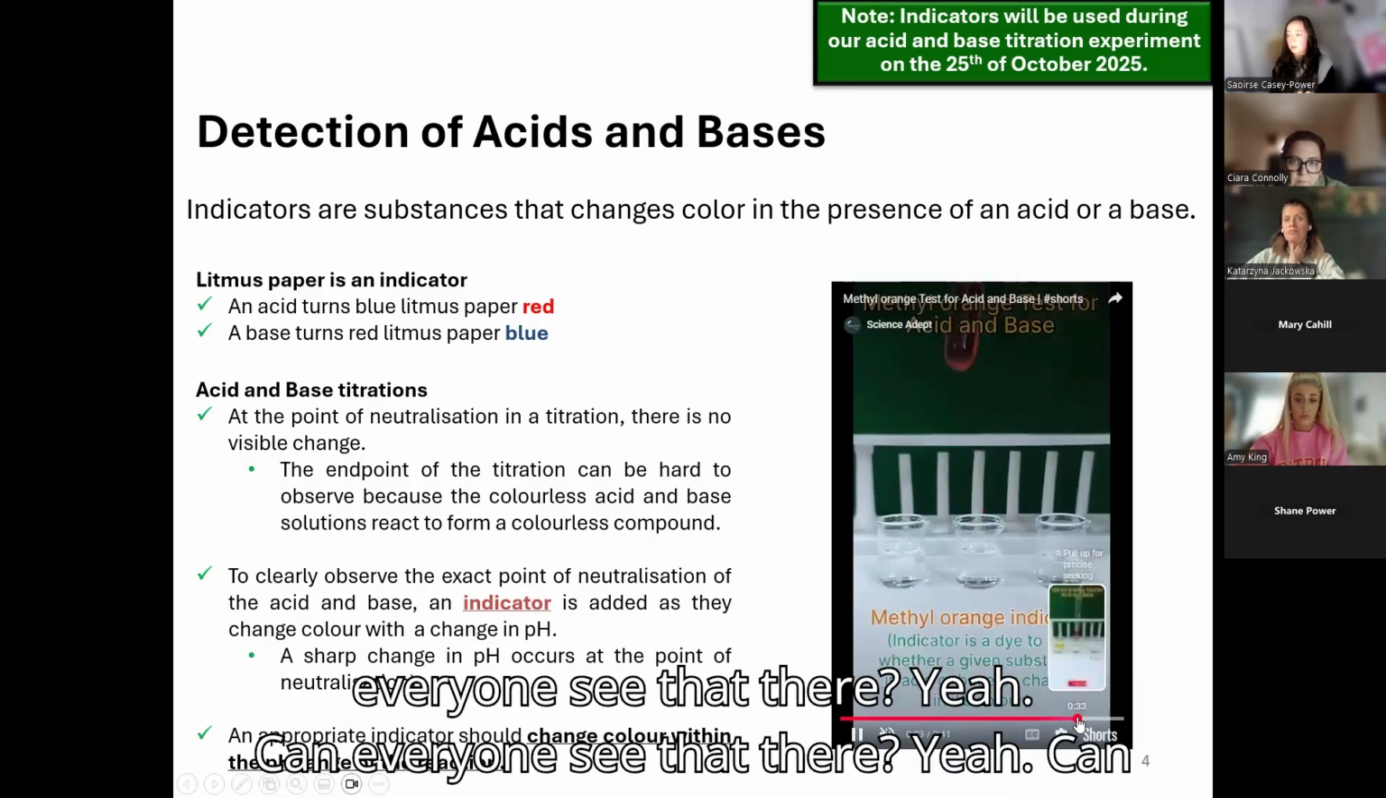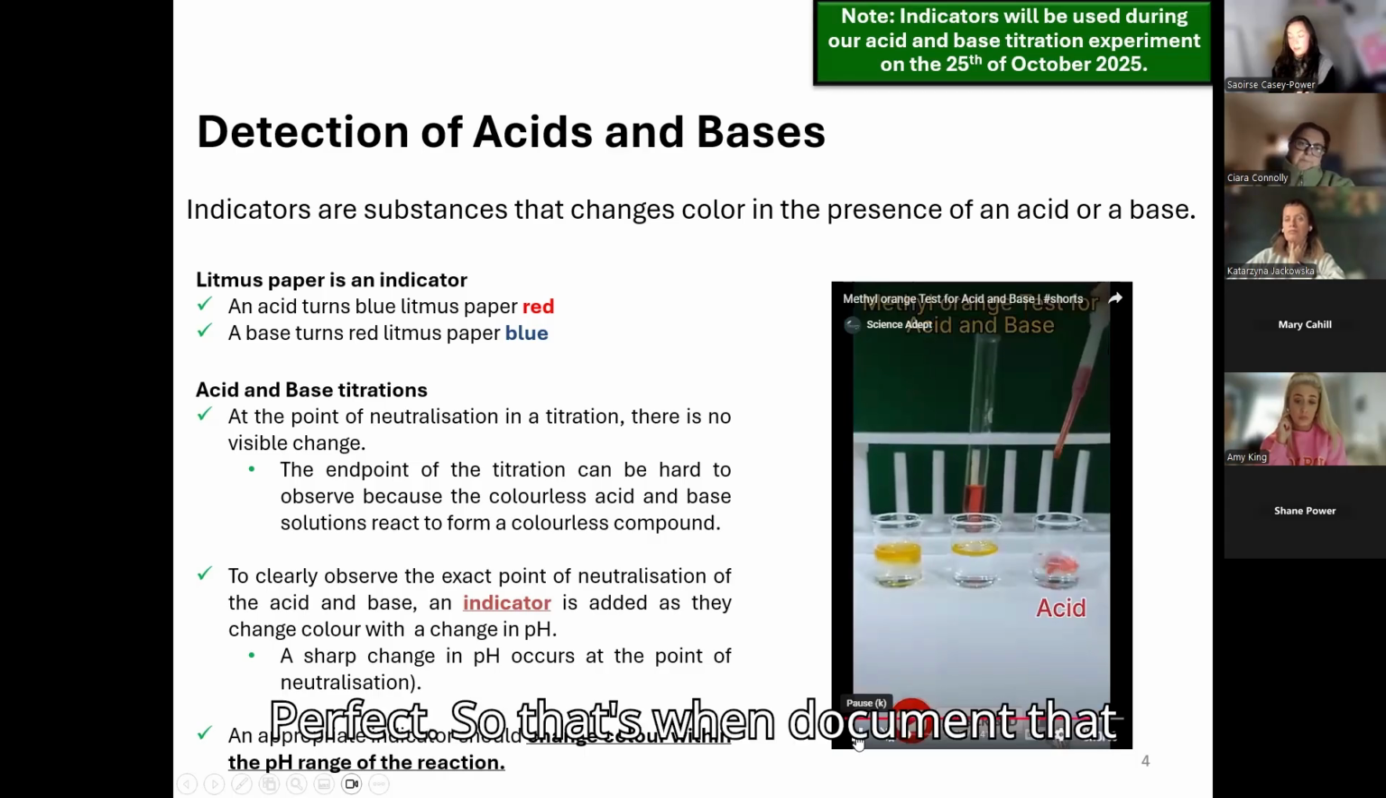Can everyone see that there? Perfect. So that's what I'm talking about.